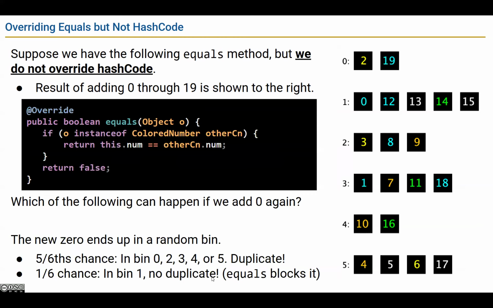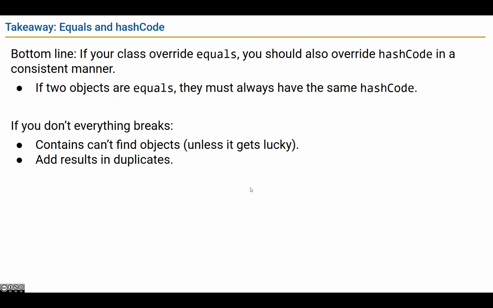So there's a 5/6 chance that we're going to get a duplicate, and a 1/6 chance that we get lucky, equals blocks it, and we end up with only one 0 total. So in effect, if you override equals, you need to override hash code. Otherwise, contains is going to break, and add is going to result in duplicates with a decent probability. There's a chance that it gets lucky and it finds the items. But you shouldn't trust that.